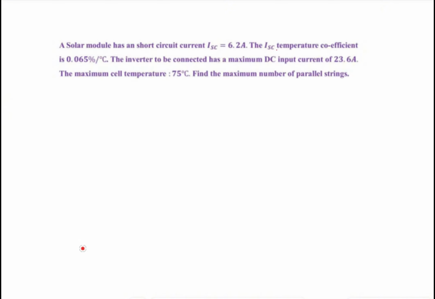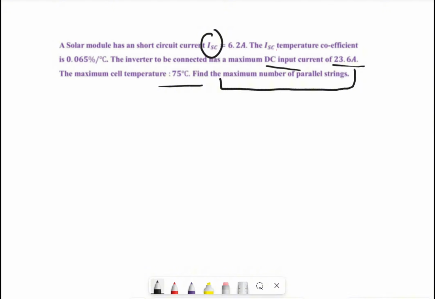So here is another example. In this example, the data of a solar module has a short circuit current of 6.2 ampere. Short circuit temperature coefficient is 0.065% per degree Celsius. The inverter to be connected has a maximum DC current of 23.6 ampere. The maximum cell temperature is 75 degrees Celsius. What is the maximum number of parallel strings we have to calculate, right?